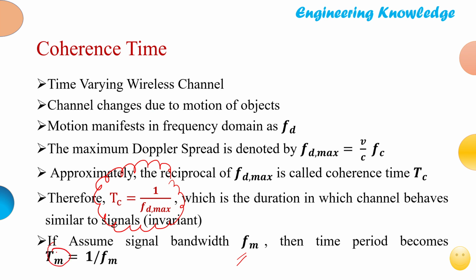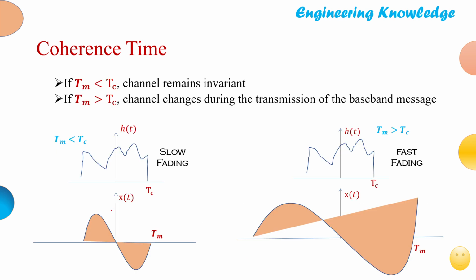If Tm is the time period of the signal that is being sent through the communication channel that is experiencing a coherence time Tc, then there can be these scenarios. The first scenario is when the signal's time period is smaller than the coherence time, which means the channel is behaving similarly in the complete duration of the signal, then the channel remains invariant.